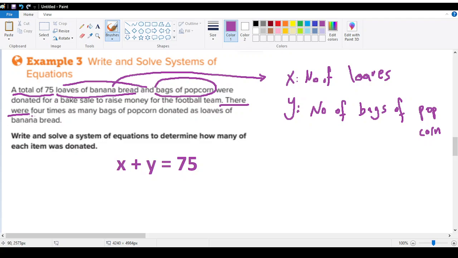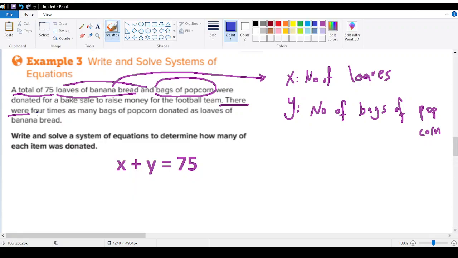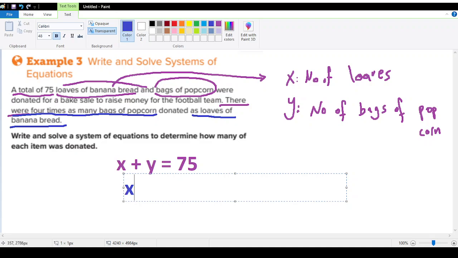There were four times as many bags of popcorn as loaves of banana bread. Can you give me an equation from the second line? Look here: four times as many bags of popcorn as loaves of banana bread. So x equals 4y.